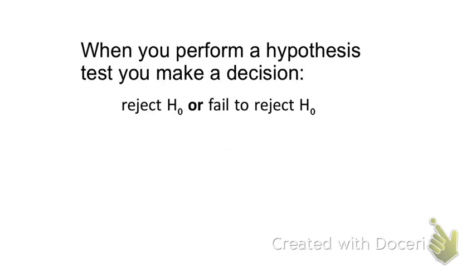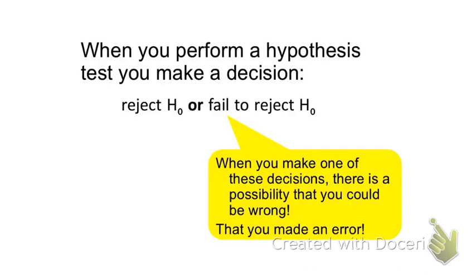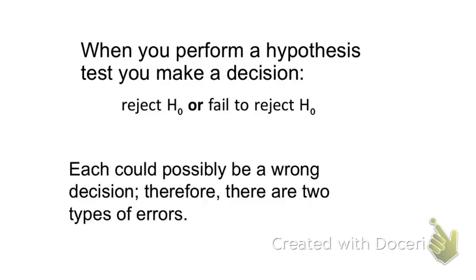However, when you make one of these decisions, you could potentially be wrong. You could have made an error. So we hope that you're not wrong, but there is a small chance that you could be wrong when you made that decision. You can't be 100% sure. So there's two types of errors. We have type 1 and type 2. And it all depends on the decision that you made.